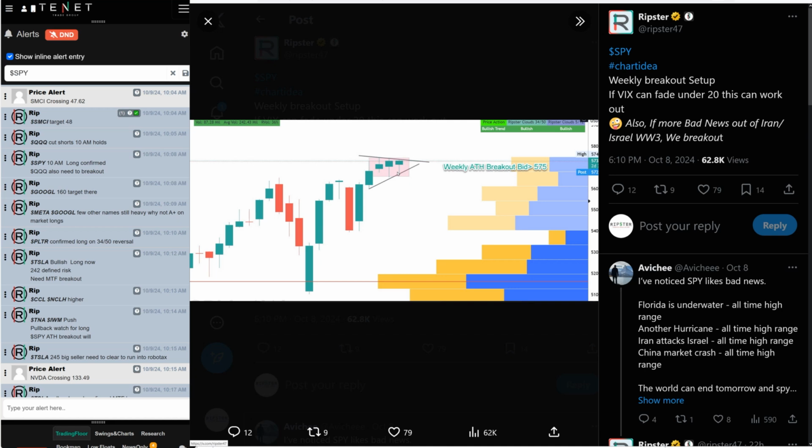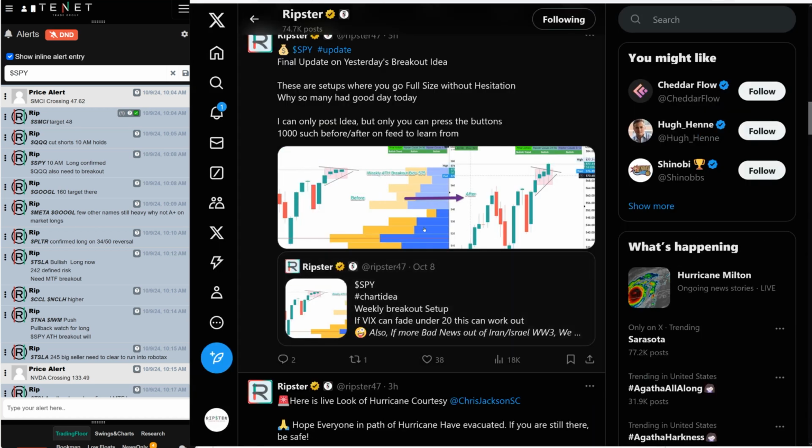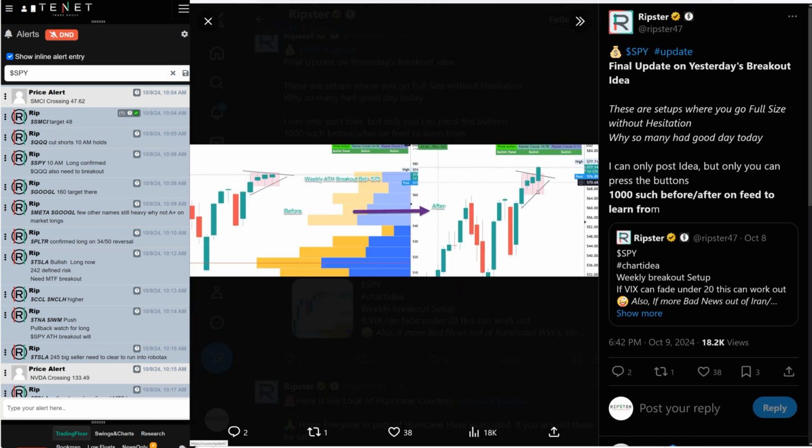This is a weekly consolidation, 1 week, 2 weeks, and you can see there was a resistance. This is a breakout setup. Once, twice, thrice. You see I said once the bid clears over 575, we're going to get a breakout. That was yesterday, and this is today. Before, after. You can see that.